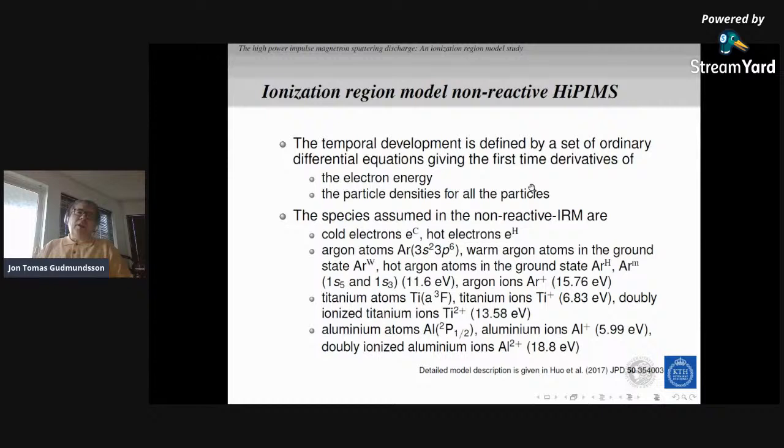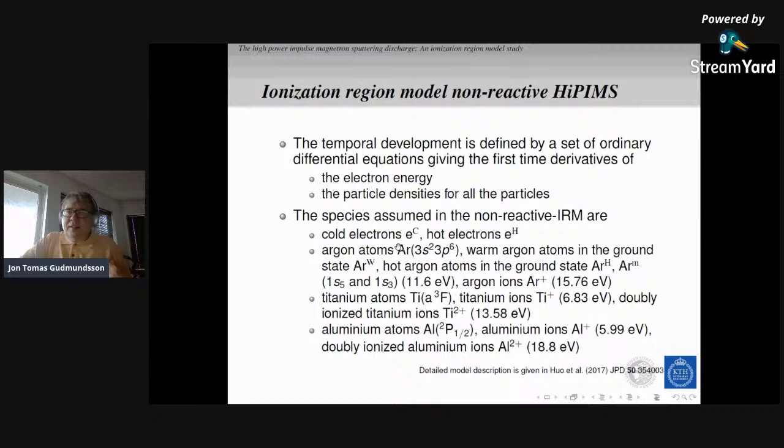So we have here just a simple global model, a set of ordinary differential equations, which gives the first derivatives of the electron energy on one hand and the particle densities for all the particles in the discharge. For the simple case, the non-reactive IRM, that consists of cold electrons and hot electrons. Cold electrons are basically the bulk electrons, while hot electrons are the secondary electrons that are accelerated across the sheath as they are emitted from the target upon argon ions bombarding the target. So it is the cold bulk electrons and the hot secondary electrons.